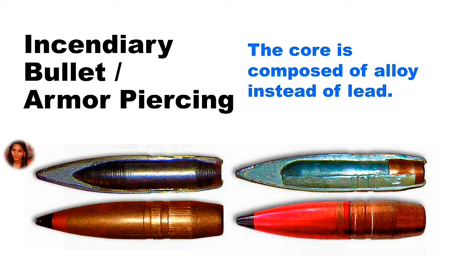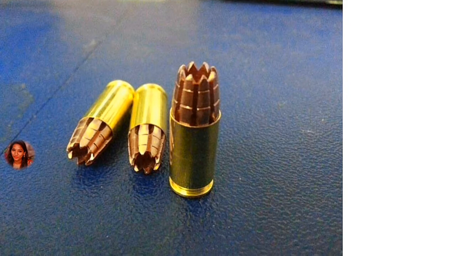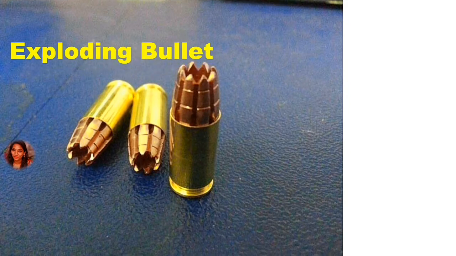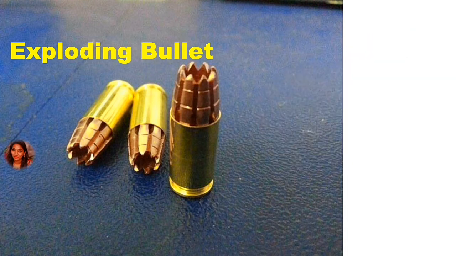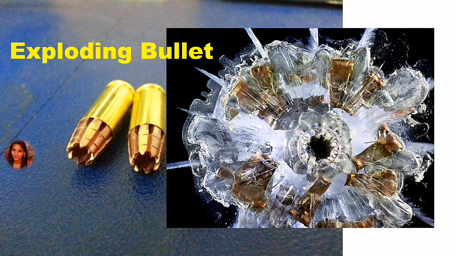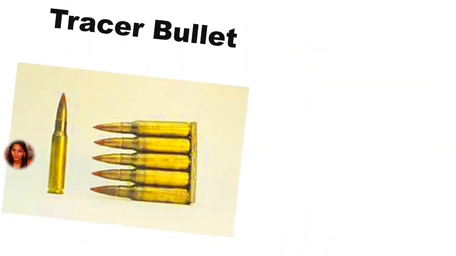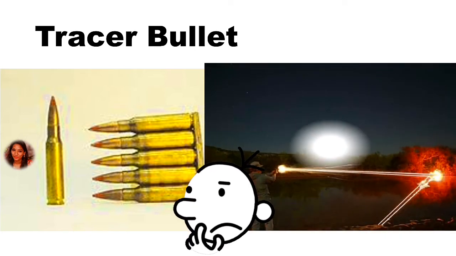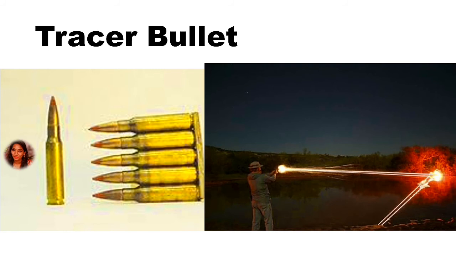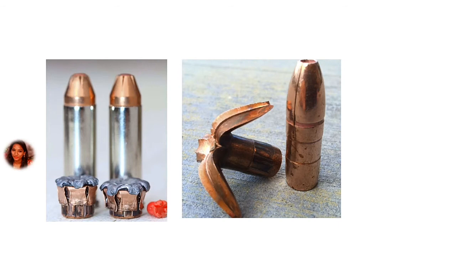Then comes the incendiary bullet. It is also known as an armor piercing bullet. Over here the core is composed of alloy instead of lead, that's why it is a little different from the lead bullets. Another type, which is more dangerous, is known as the exploding bullet. When it goes inside the body of any human or animal, it will just explode and blast, and because of this blast effect, it is considered much more dangerous as compared to all other bullets. Then next is the tracer bullet. Why is it called a tracer bullet? Because when we fire it, we can trace the path along which it goes, and the length can also be measured easily.